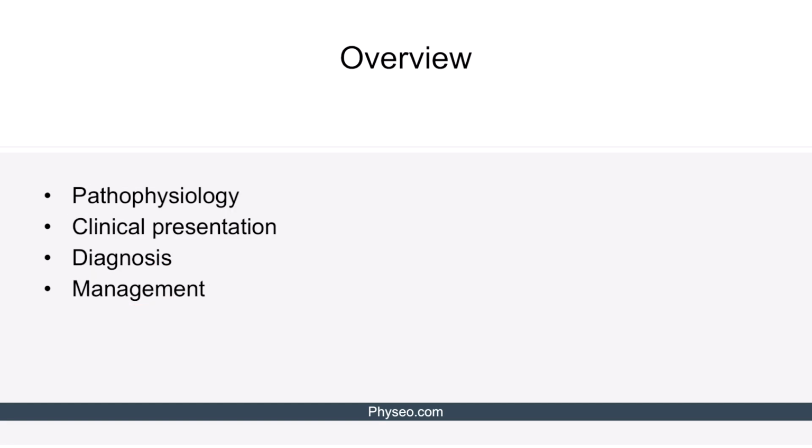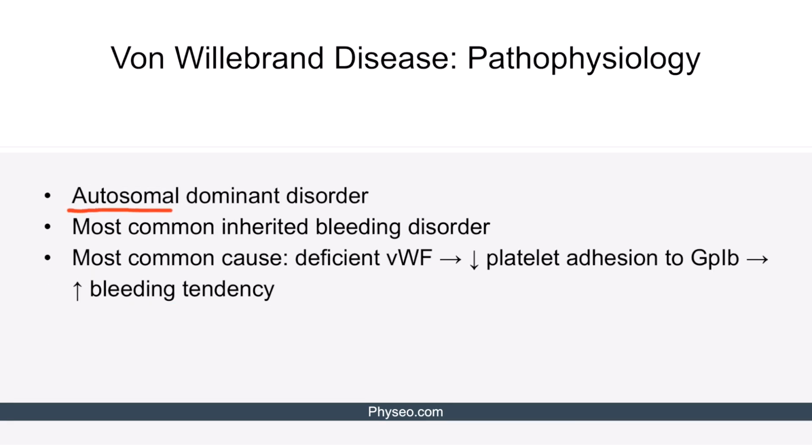Here is our overview slide. Von Willebrand disease is an autosomal dominant disorder. It is the most common inherited bleeding disorder. The most common cause of von Willebrand disease is deficient von Willebrand factor. Let's recall that von Willebrand factor normally binds to GP1B, leading to platelet adhesion. Therefore, the patients with this condition have decreased platelet adhesion and increased bleeding tendency.